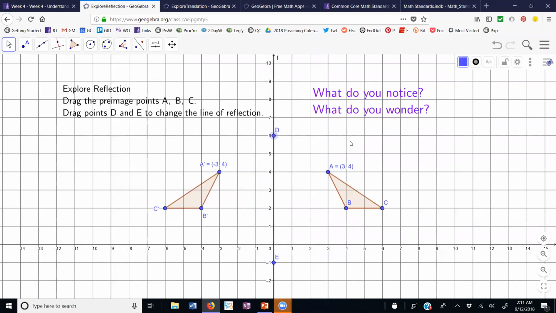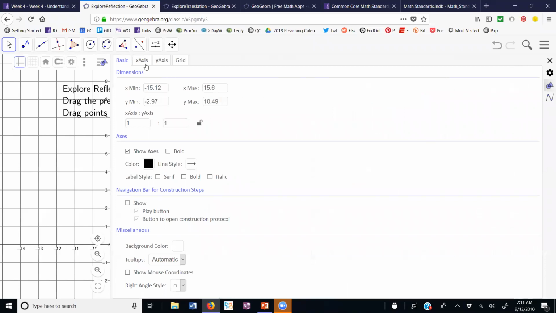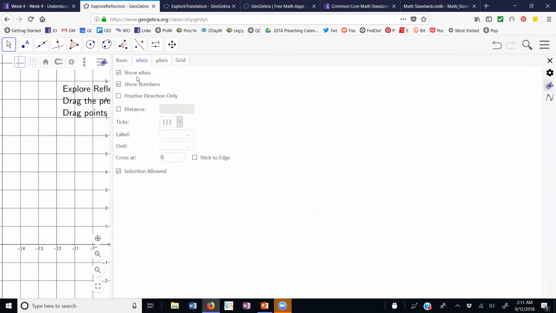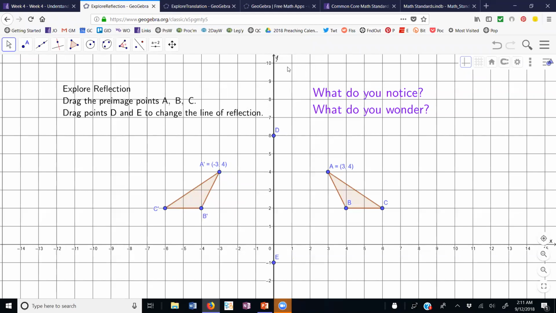Actually, we need the axes labeled. Let's go ahead and change the x-axis, and here's the label. Yes, Dr. Olson, always label your axes. The y-axis needs to be labeled with a y.